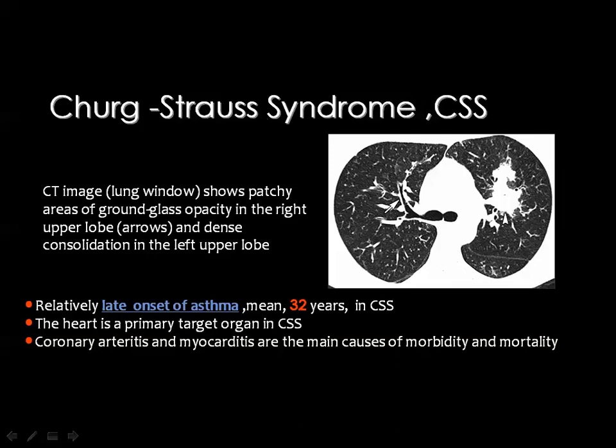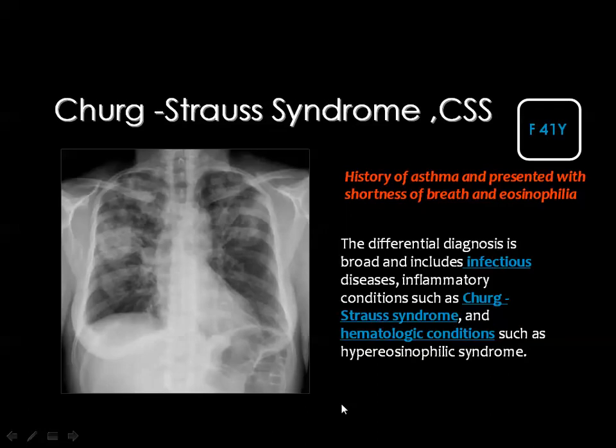Then, relatively late onset of asthma, at the mean age of 32 years old. The heart is considered one of the primary target organs in Churg-Strauss disease, and this is the cause of morbidity and mortality, because this disease will affect the coronary arteries and the myocardium, resulting in their damage. Being a form of vasculitis, it may bleed.